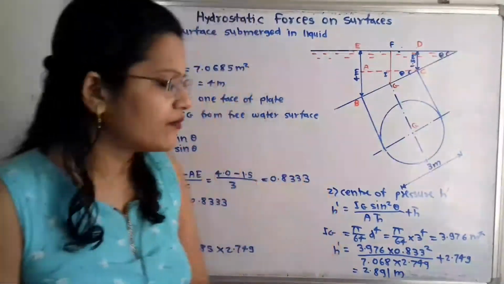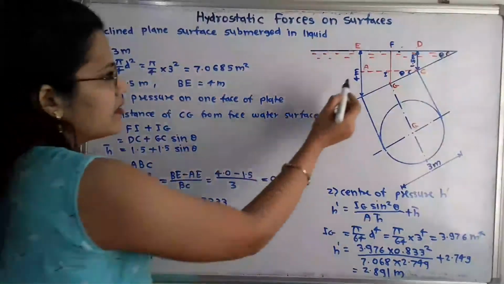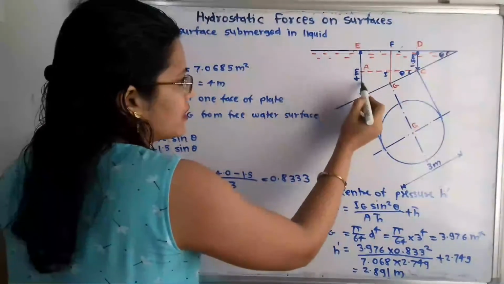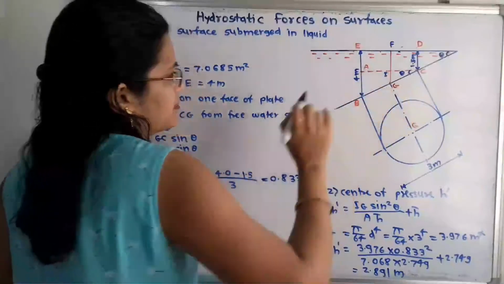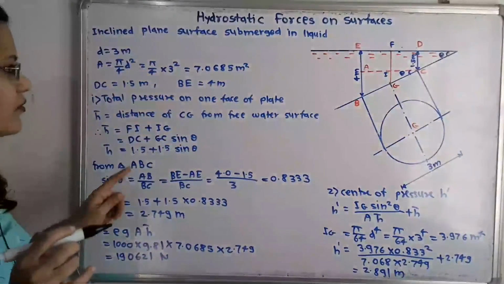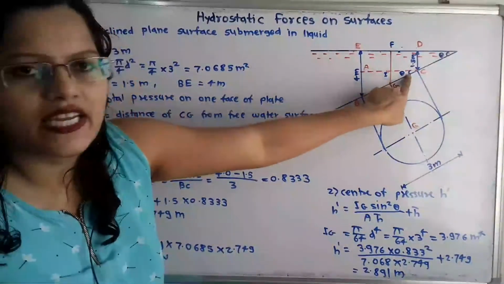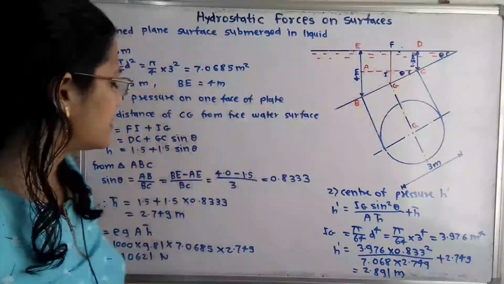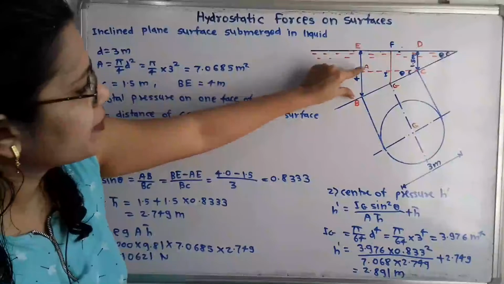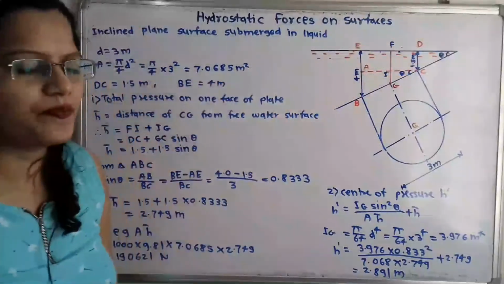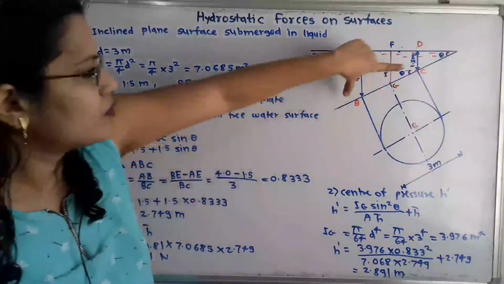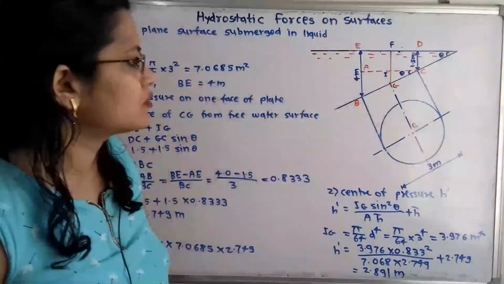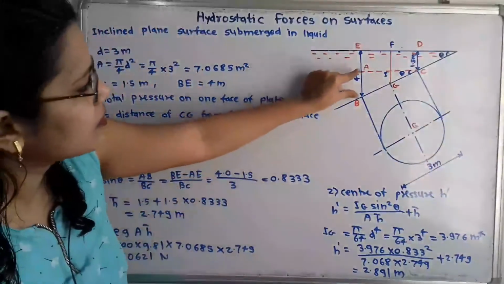So again we will move to this triangle ABC. Here is the triangle ABC. Again here is the angle theta at point C. So how can we write the formula? Sin theta is equal to AB divided by BC. Now BC we know, the whole distance BC is equal to 3 meter. Now what about this AB?